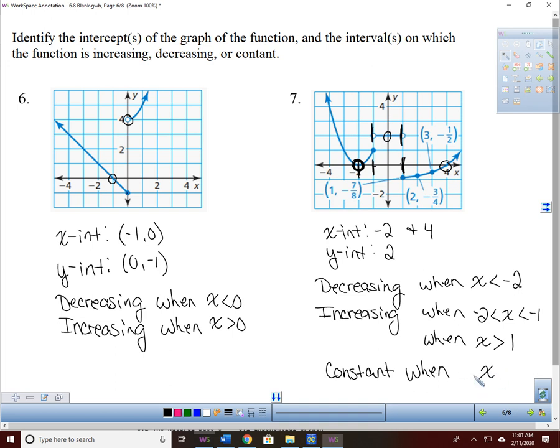So when x is in between -1 and 1. Remember, you always go smallest on the left, biggest on the right.